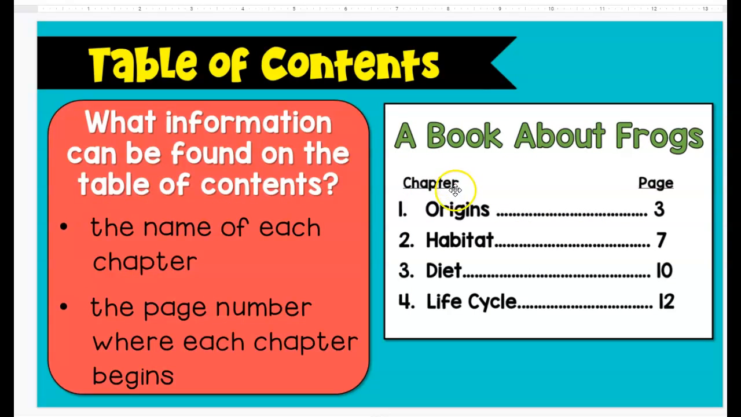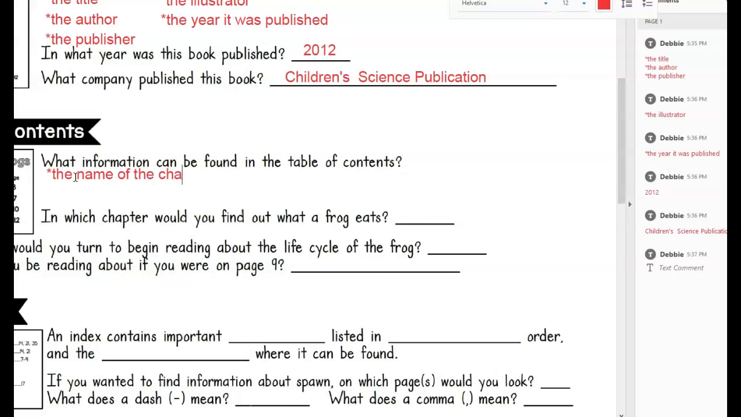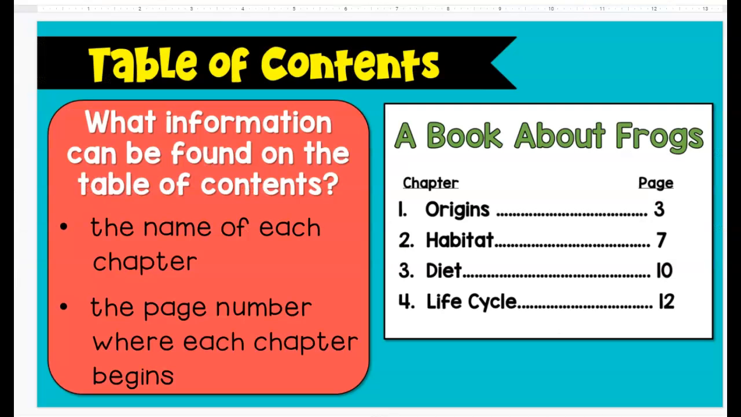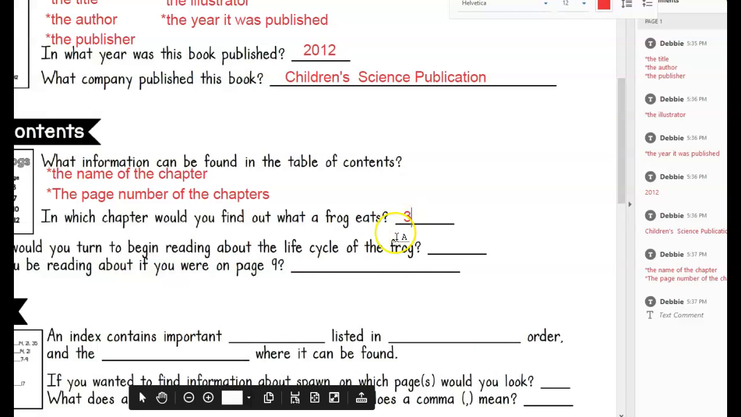So this is what a table of contents is going to look like. We're going to find the name of the chapter and the page number where it begins. So I'm over here. I'm going to say the name of the chapter. And I'm going to find the page number of the chapters. Okay. In which chapter would you find out what a frog eats? Let's go back to our slide. That's going to be in diet, chapter 3. So right there, I'll put a 3.